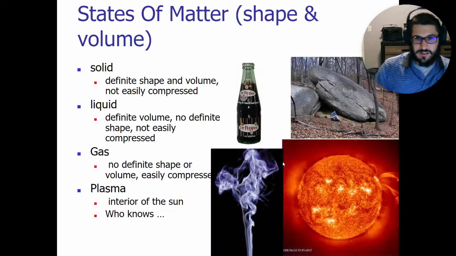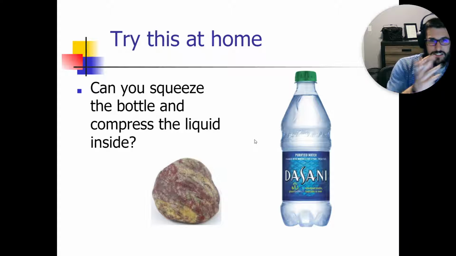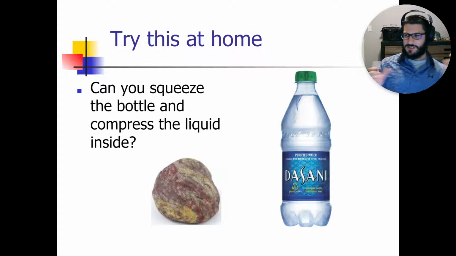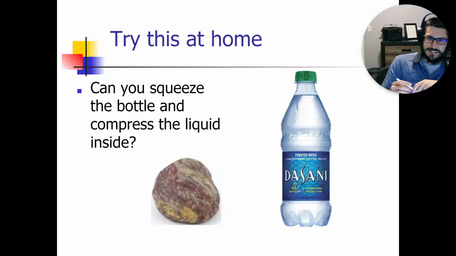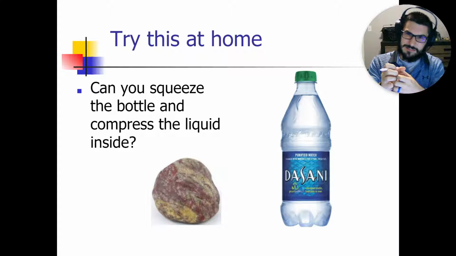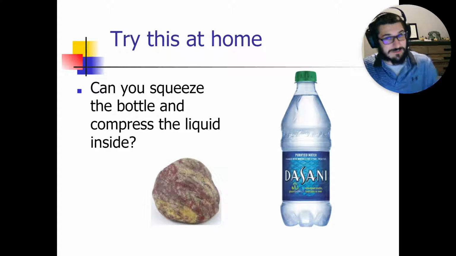So you see the sun there and some different plasmas, like in some form of fire and stuff like that. If you're looking at a bottle of water and a rock, go ahead and see if you can get something like that. If I try to squeeze the bottle of water and try to compress that liquid in there, you get it to move a little bit, but it doesn't actually get any more compact, right? And definitely if you're trying to squeeze that rock, it doesn't budge at all.